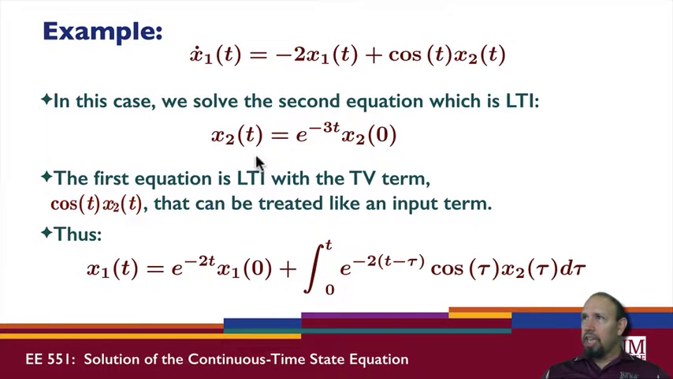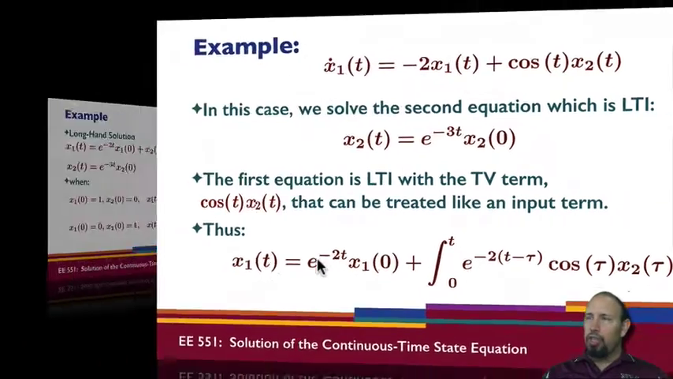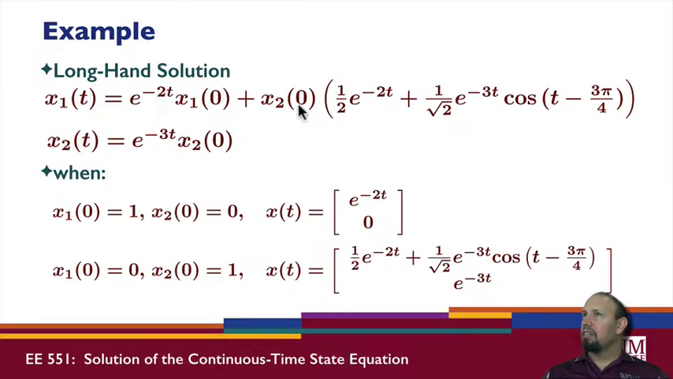x1 of t is equal to e to the minus 2t, e to the at, here's a, times the initial condition, plus the integral from 0 to t, and here's the convolution. In this case, I know everything in this convolution. x2 of t is this quantity here. Notice x2 at 0 is just a constant, and so I know all of this stuff. I can actually go through and perform the integral, and when I do, this is what I get. So this then is the solution x1.